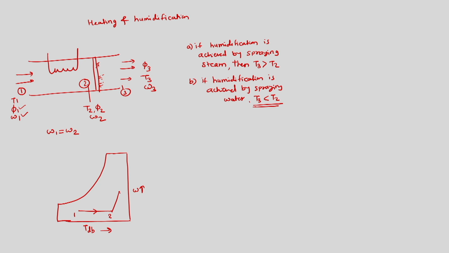So at this moment, this is state 3, we are saying that T3 is greater than T2, which means we are expecting that spraying of steam is taking place in the process of humidification. If we are spraying liquid water, then water will evaporate, it will take the latent heat from the air, and in this case air would reduce its temperature. So T3 might be lower than T2. Now we can have the next process, which is cooling and dehumidification.